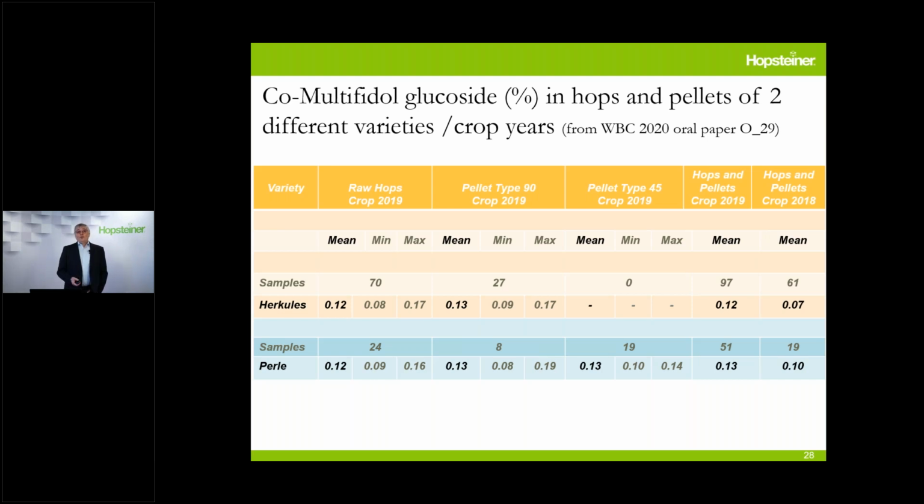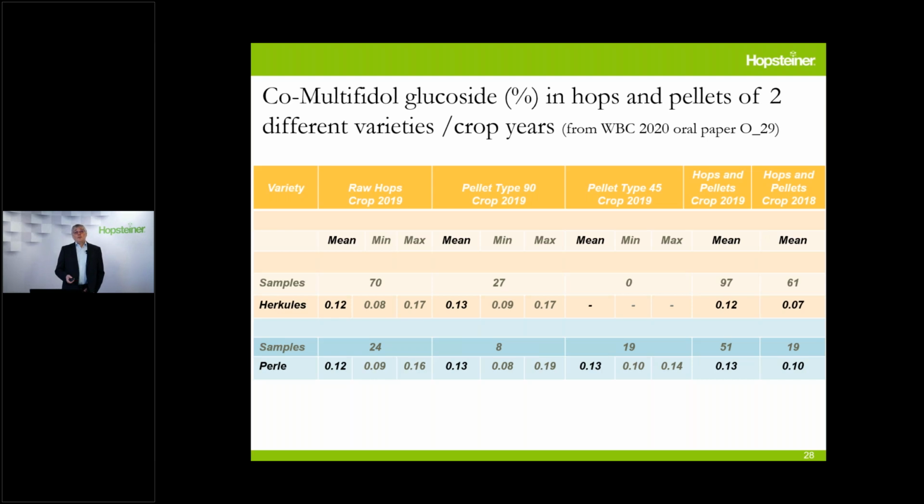For this bitter variety, usually we have no pellet type 45, and because the pellet and raw hop values are very similar, we took them all together. So we had from 97 total samples a mean value of 0.12, whereas we did the same in crop 2018, and the mean value was significantly lower, 0.07. So this shows that you have differences between crop years, but you also have a wide difference of these concentrations within one variety.